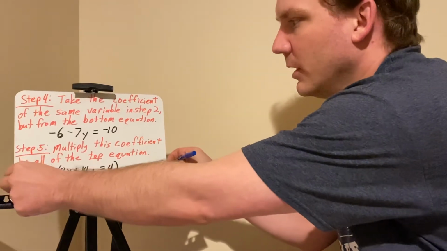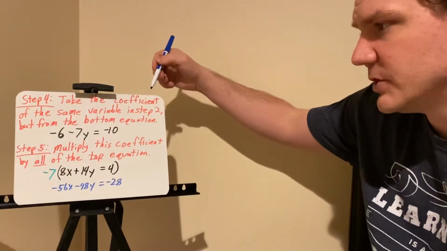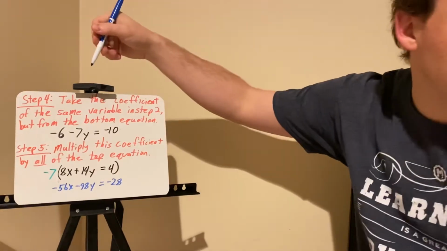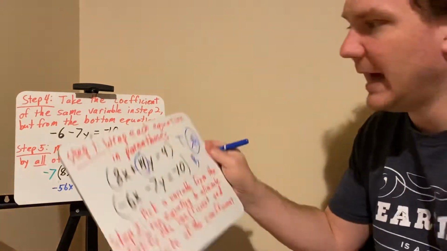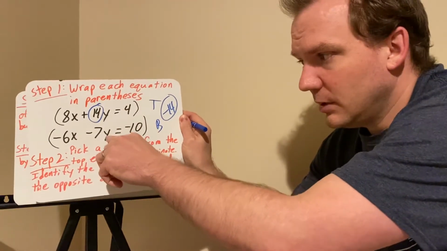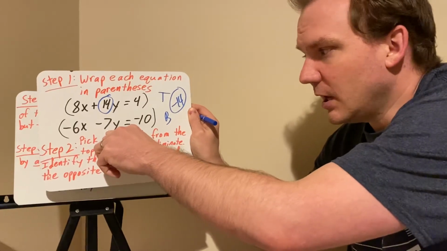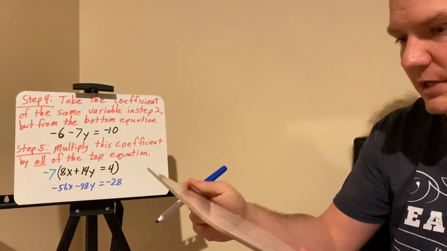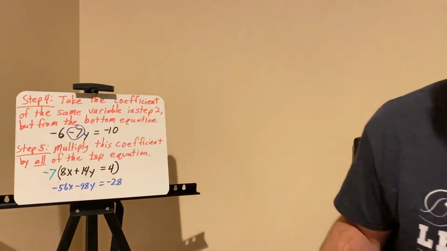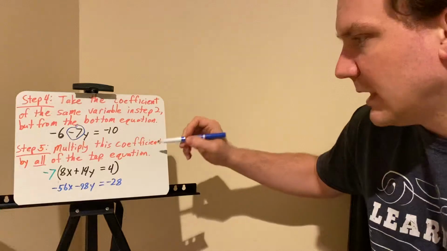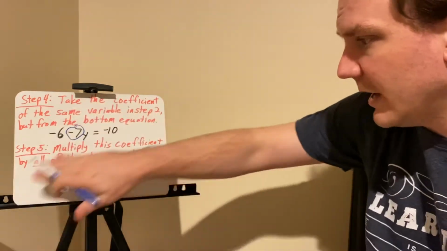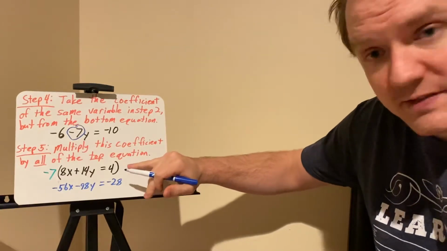So in step 4, we take the coefficient of the same variable from step 2, but from the bottom equation. So I come back to these equations. Here's my bottom equation, same variable. I'm going to take that coefficient from the bottom equation, and in this case, the coefficient is negative 7. Step 5, multiply that coefficient. So I don't take the opposite of this one, I just take the negative 7. I multiply it by all of the top equation. That's what those parentheses are for.